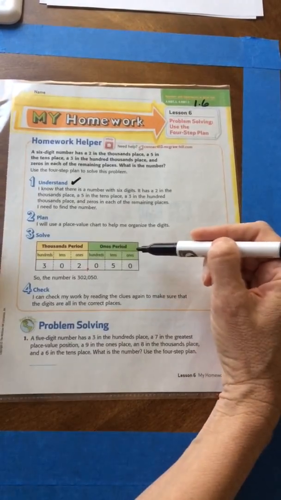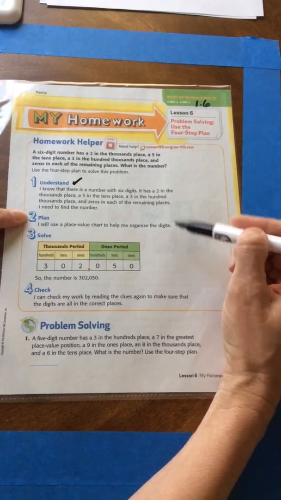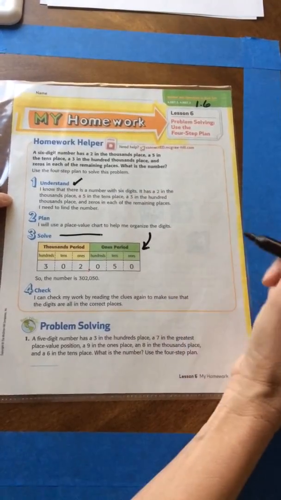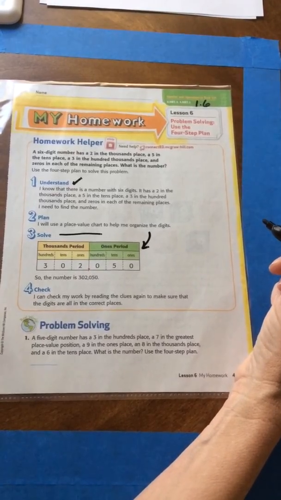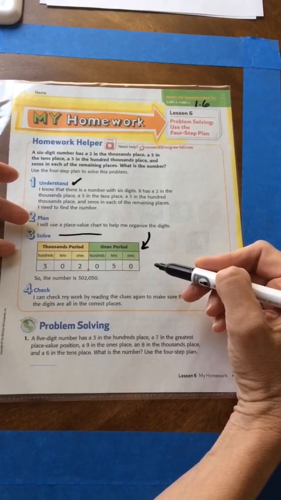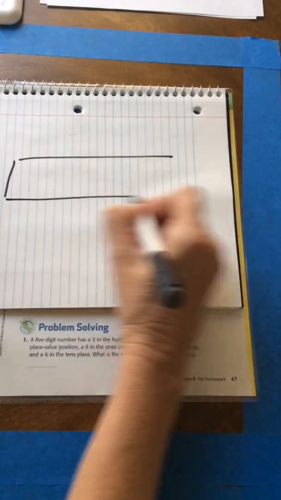So now I will use a place value chart to help me organize the digits. So this person has thought this is the best way, and it will be the way I would solve it as well. Now yours doesn't have to be fancy with all these colors. You can strictly make your own chart on a piece of paper.